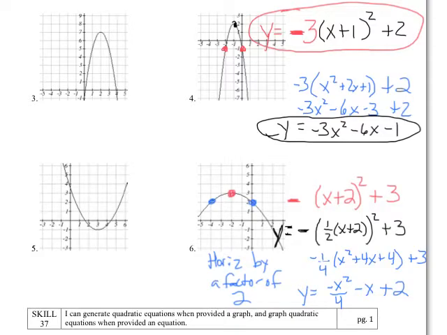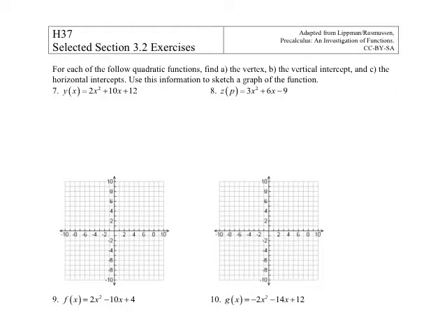Let's take a look at the second page. Alright, this says for each of the following quadratic functions, find the vertex, the vertical intercept, and the horizontal intercepts. So one thing you may not be aware of, a vertex occurs at x equals negative b over 2a. So if we're going to do that for this function, our negative b over 2a is going to be negative 6 over 2 times 3, which is equal to negative 1.